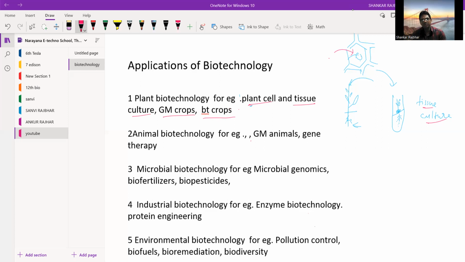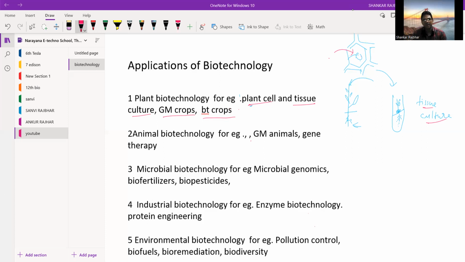Just three words. What is this? It is plant biotechnology used in tissue culture. Genetic modification, that is GM crops, means genetically modified crops. And the next one is the BT crop. Have you understood what a BT crop is? It is the crop made using the gene from Bacillus thuringiensis. What is Bacillus thuringiensis? It's a bacterium. Those toxins are used to control the pests. So it's very important for us.